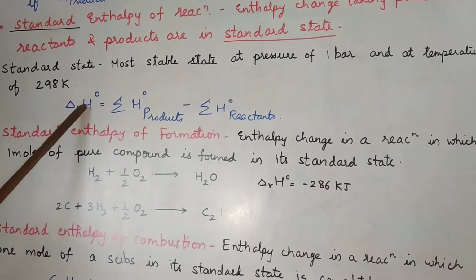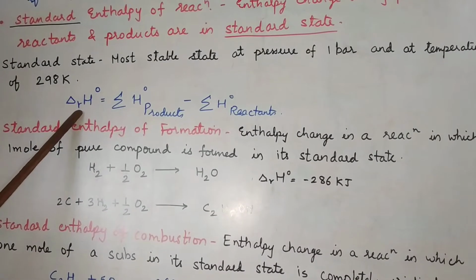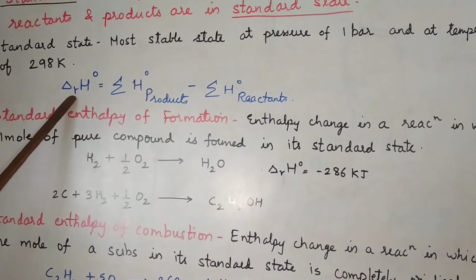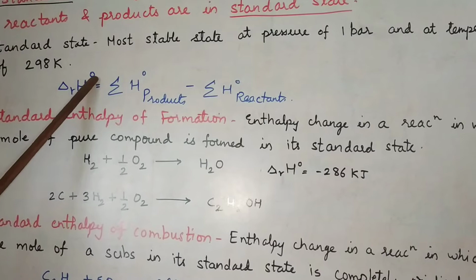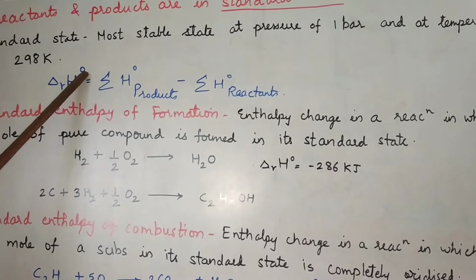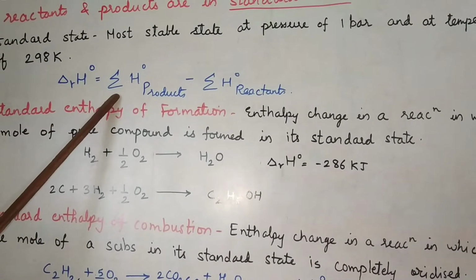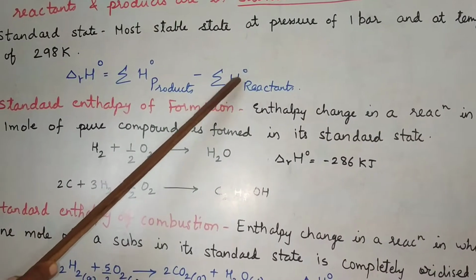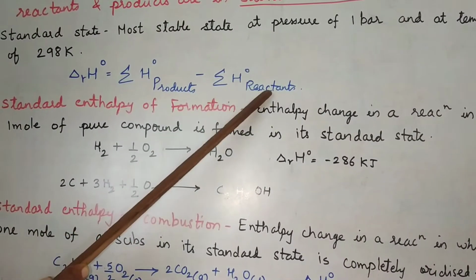Now the standard enthalpy change for a reaction will be written as delta H0 of the reaction. This 0 indicates standard condition. So this can be the summation of standard enthalpies of the products minus the summation of standard enthalpies of the reactants.